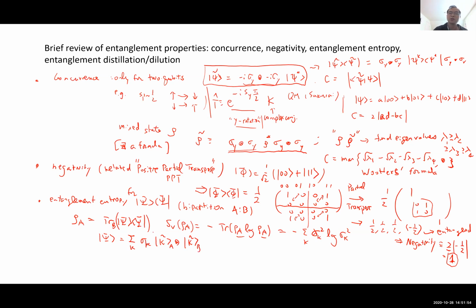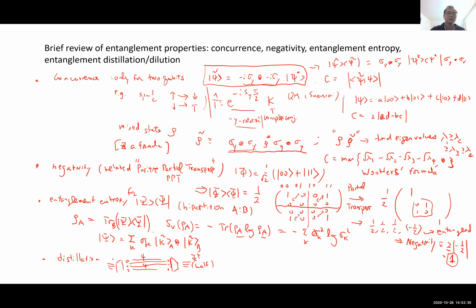And this sigma k are the Schmidt coefficient. Okay, so, and we also talk about entanglement distillation. So distillation basically takes many copies of not so entangled states. You have many of them, and you want to concentrate to a small number of Bell pairs. Okay, so this would be a Bell pair, half. Each would have half of the Bell pair.